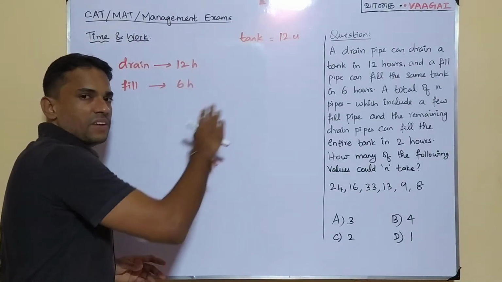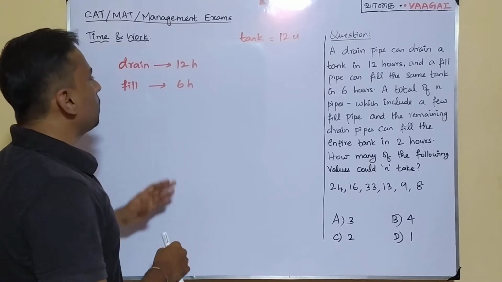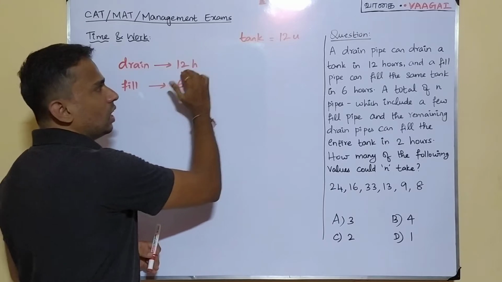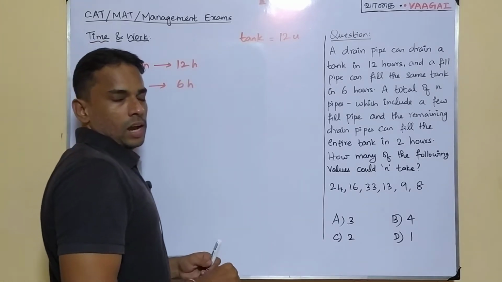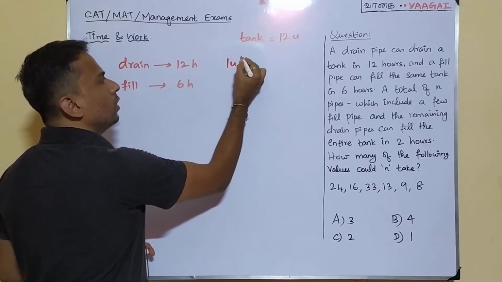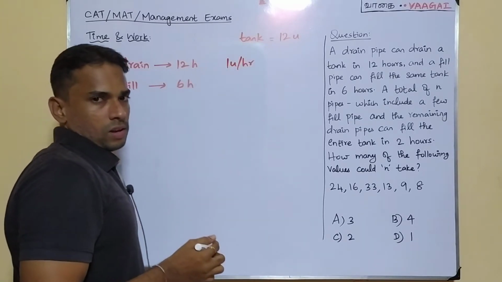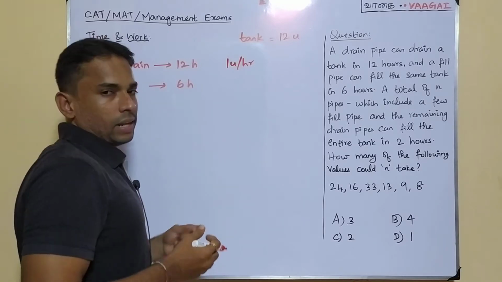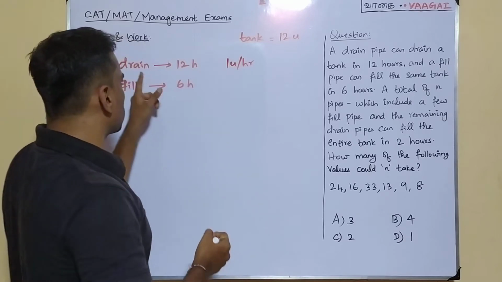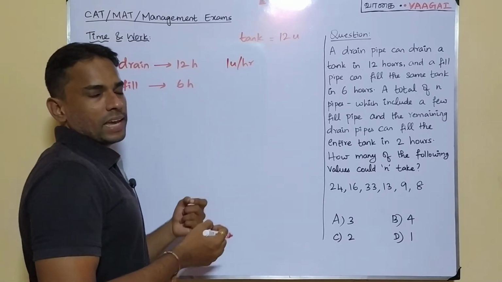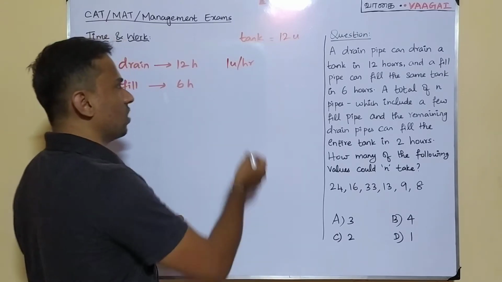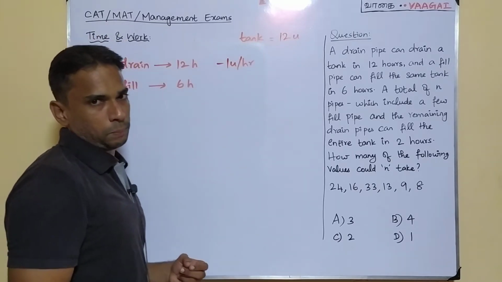And now we can find the efficiencies of one drain pipe and one fill pipe. The drain pipe is taking 12 hours to handle these 12 units. In that sense, the efficiency of the drain pipe is 12 divided by 12, which is 1 unit per hour. But since this is going to drain the water outside, it's like a negative work, removing the water. So we have to take it as minus 1 unit per hour.